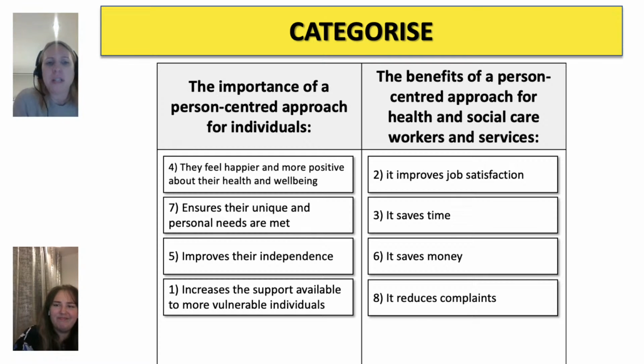And I thought I might mention now, the importance of a person-centered approach for individuals and the benefits for health and social care services and workers are very much outlined in the specification, and that could very much be the focus of question 15. So knowing those different examples can really help you if you had some multiple choice options, for example. So really good one for you to revise this. Yeah, brilliant.